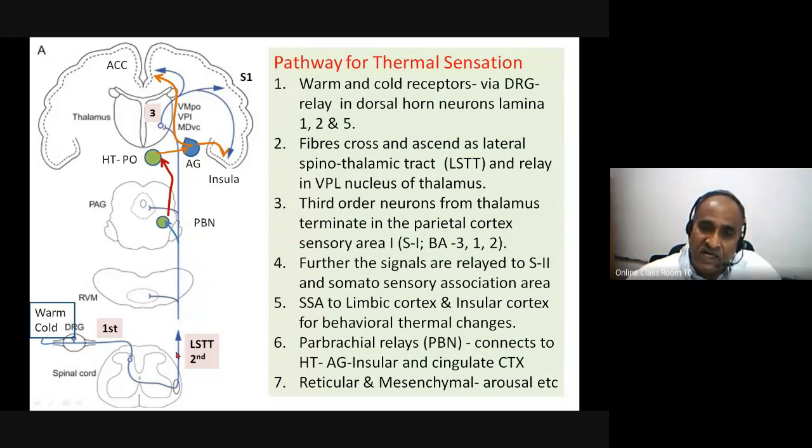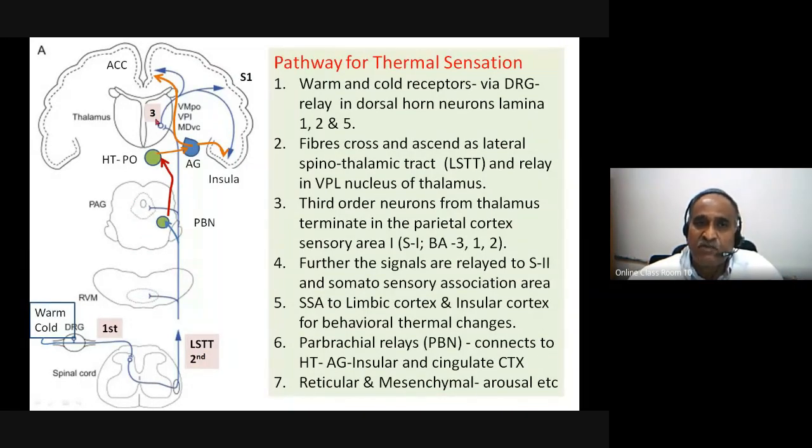Now we have relays. If we examine, we have a collateral. See, as the lateral spinothalamic tract ascends up, it gives a collateral to the rostral ventral medulla, that is a reticular system here, the parabrachial nucleus of the reticular system in the upper pontine region, and the mesencephalic midbrain, the periaqueductal gray. Collaterals are there. And these relays, say for example, the rostroventromedullary one, this forms the reticular system.